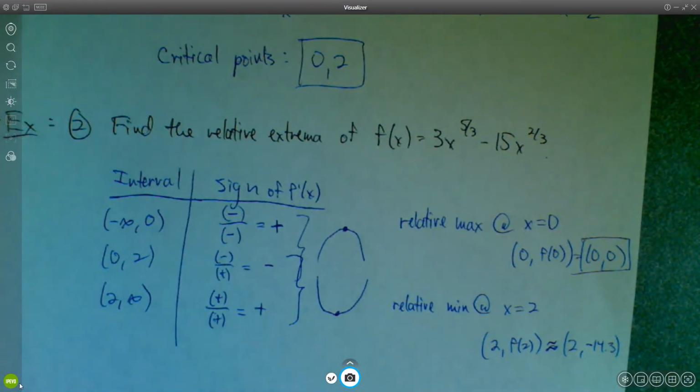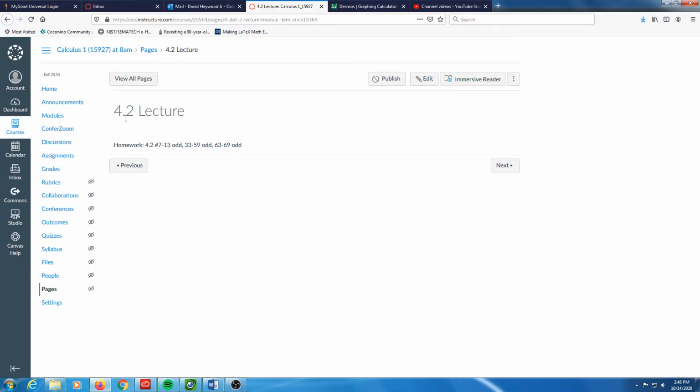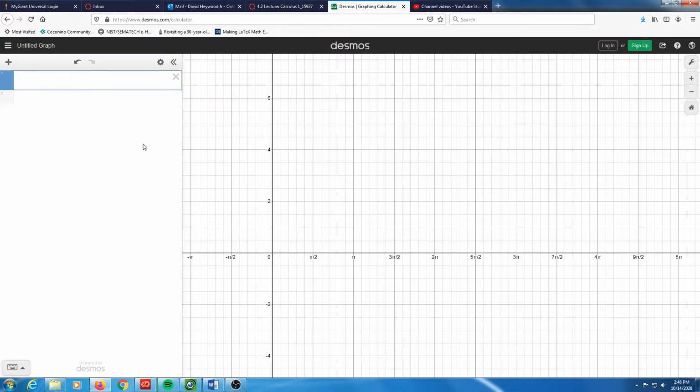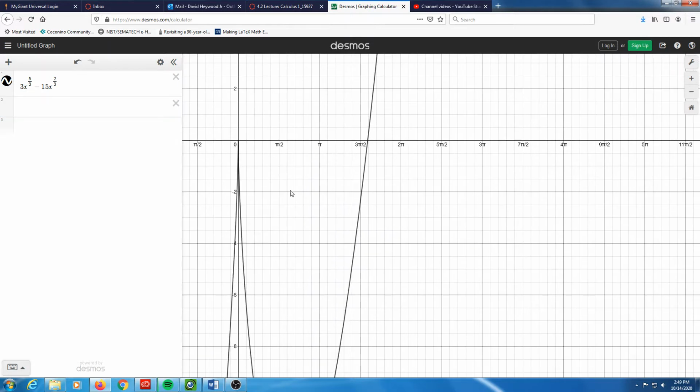Okay, I'm curious to look at this function in Desmos now, just to satisfy my own curiosity. Whoops, that's not what I want. This is what I want. So let's do 3x to the 5/3 minus 15x to the 2/3. Ooh, what a crazy looking function.